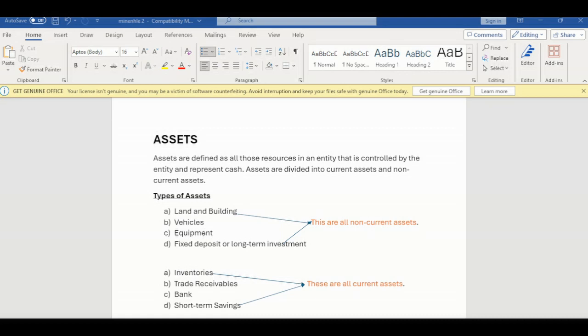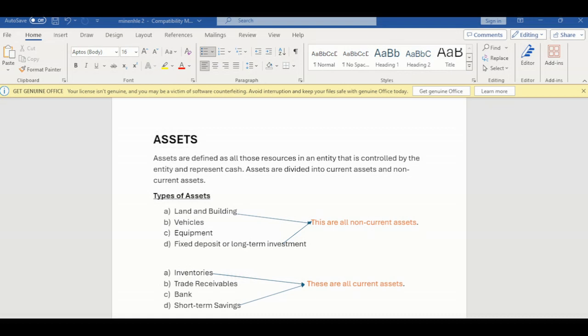Now we move on to types of assets. We have land and building, vehicles, equipment, and fixed deposits or long-term investments. All those are non-current assets. Looking deeply at these types of non-current assets, a business needs land and building in order to operate. Land and building is simply premises or a building bought for the running of the business.